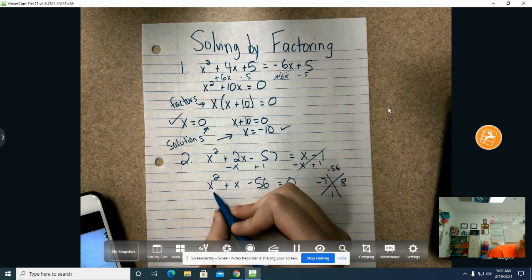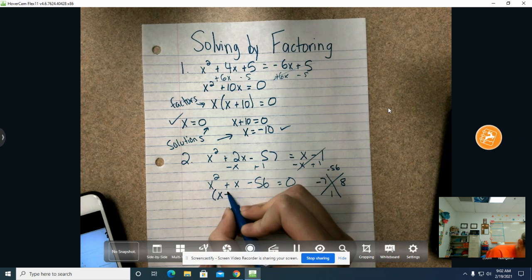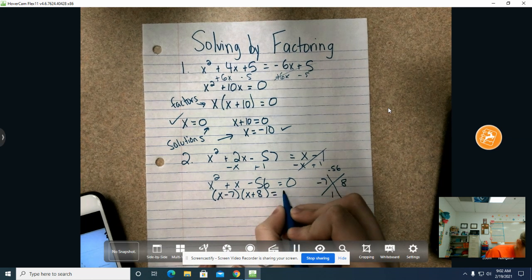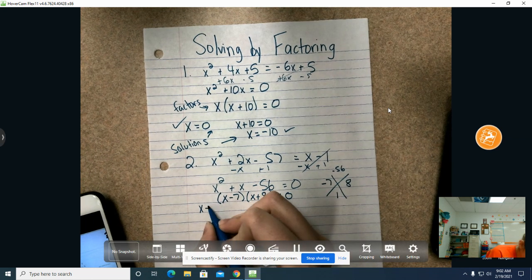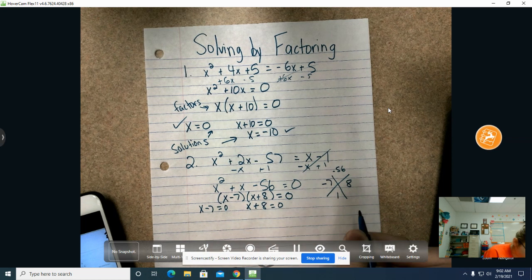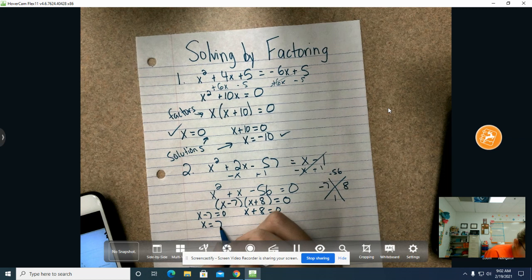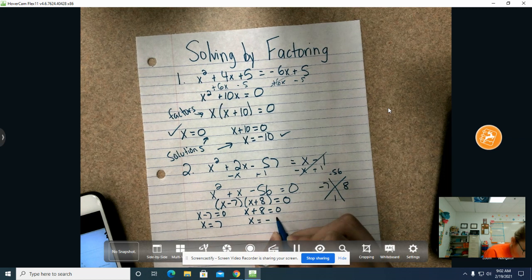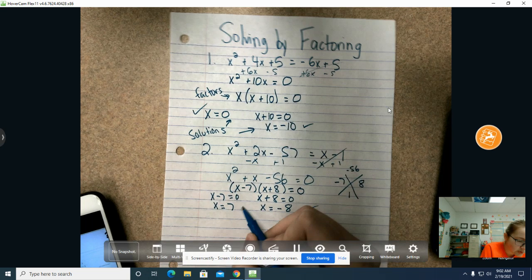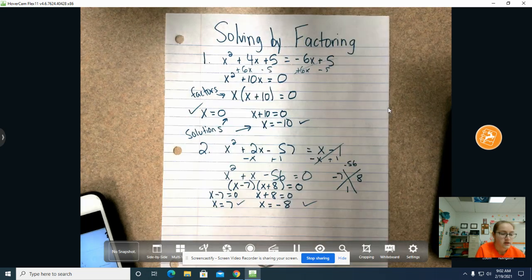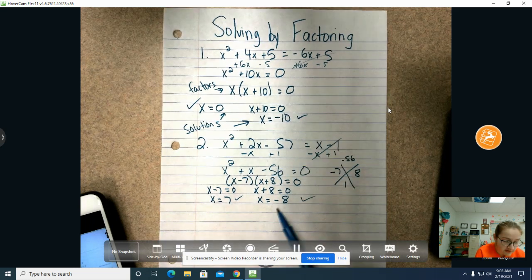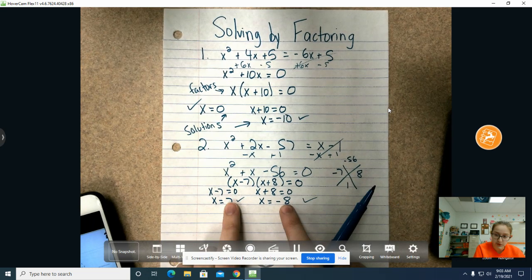So if you remember back to trinomial, we can rewrite that as x minus 7, x plus 8, and that's going to equal 0. And then you're going to set both of your parentheses equal to 0 and solve. So then x is going to equal 7, and x is going to equal negative 8. So these are the solutions that make this quadratic true. Or if you want to think about it in terms of graphing, it would cross the x-axis at 7 and negative 8. That's where our parabola would cross.